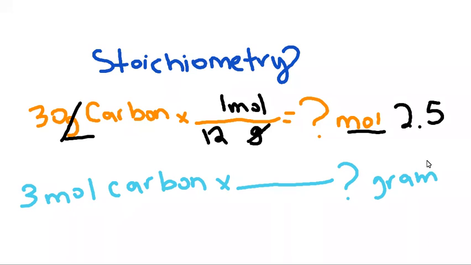So I'll clear my calculator. For number 2, I'll let you think about it for a little bit. Actually, you can go ahead and pause the video if you want to try it on your own. If not, let's go and do that one. This time, we're starting off with moles. So the question is now, how do we get from 3 moles of carbon to grams? How many grams is in 3 moles of carbon?